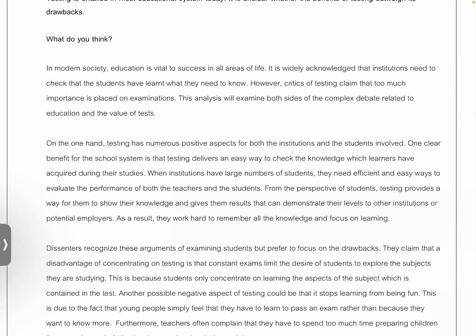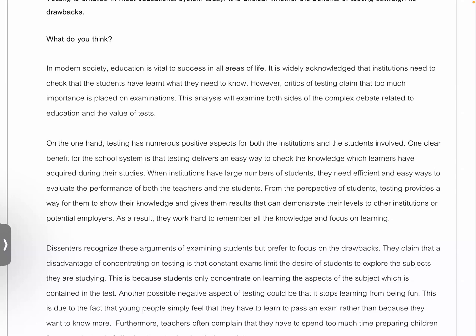One clear benefit for the school system is that testing delivers an easy way to check the knowledge which learners have acquired during their studies. Okay, so that's the first benefit. It is used to test the knowledge of the learners. Right. When institutions have large numbers of students, they need efficient and easy ways to evaluate the performance of both the teachers and the students. True. Right?